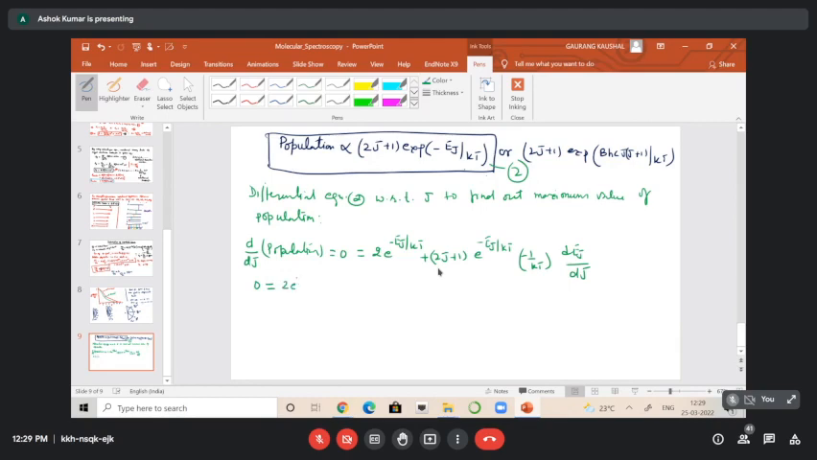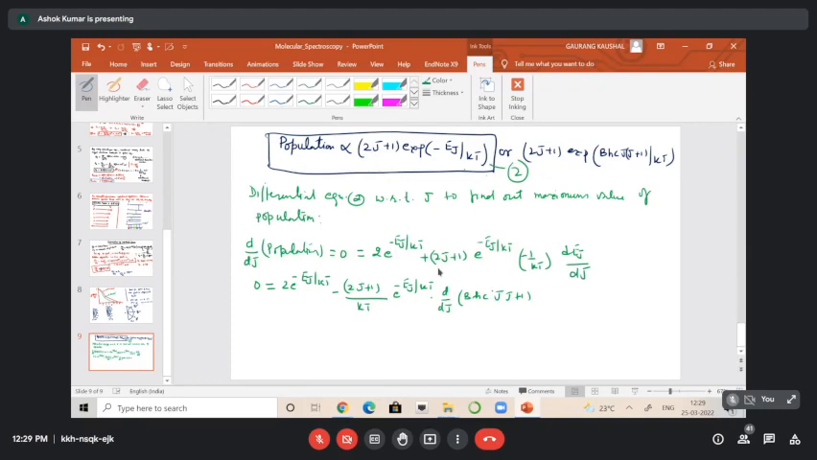Okay, and further it will be equal to 2 e raised to power minus ej upon kt minus 2j plus 1 upon kt e raised to power minus ej upon kt into d by dj of bhc j into j plus 1.